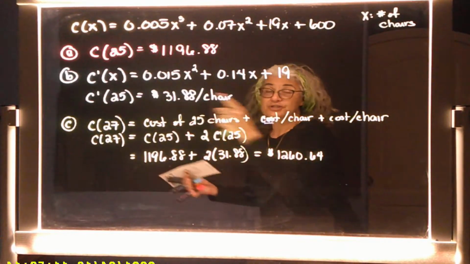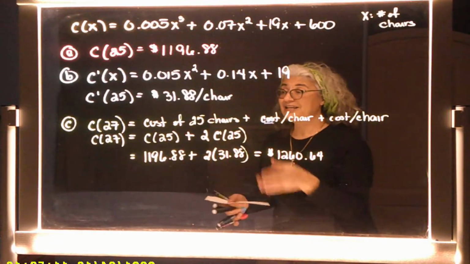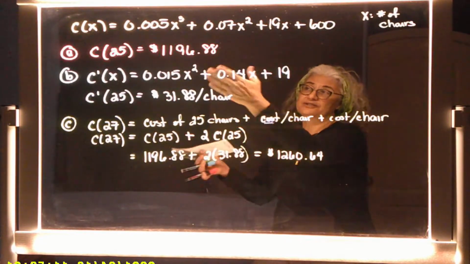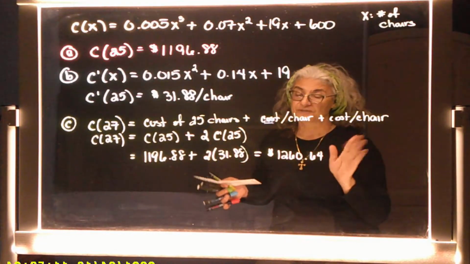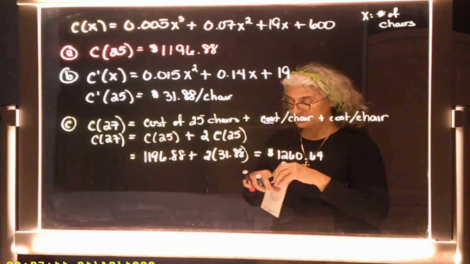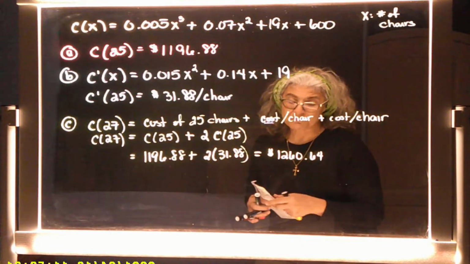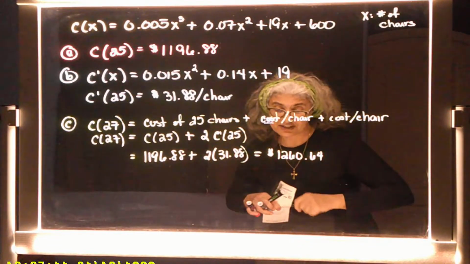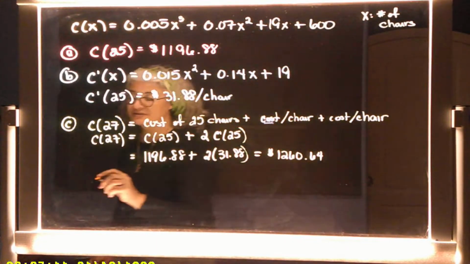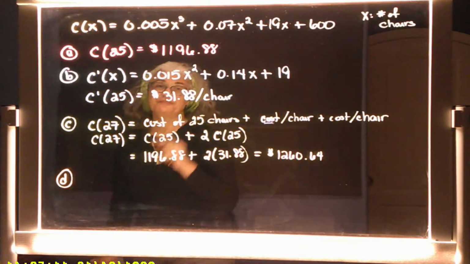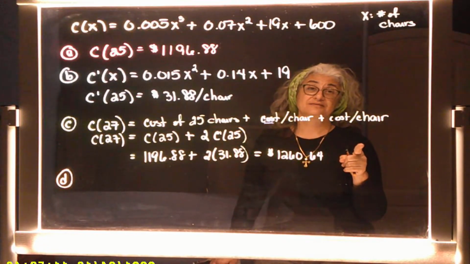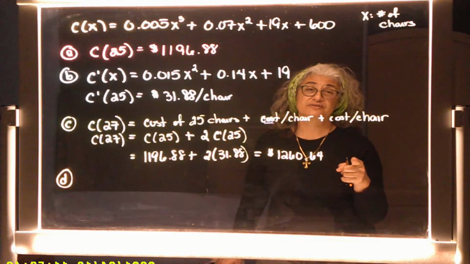Yeah. If my cost per chair is $31.88, then all I got to do is keep adding that marginal cost onto it. Onto like the 25 chairs. Cool? Okay. Now, part D says, well, wait a minute. What would be the actual additional monthly cost of increasing production to 27 chairs? They want the actual monthly cost of increasing to 27 chairs.